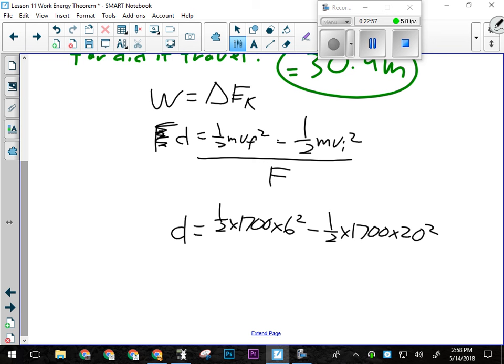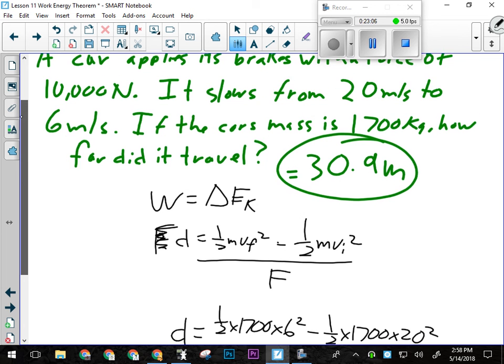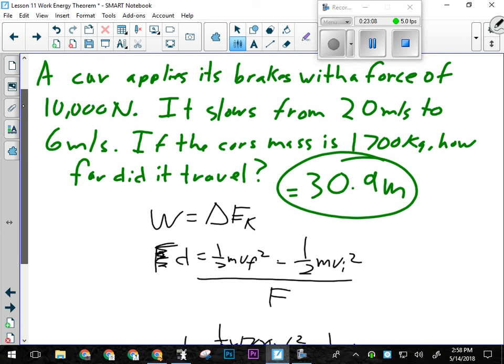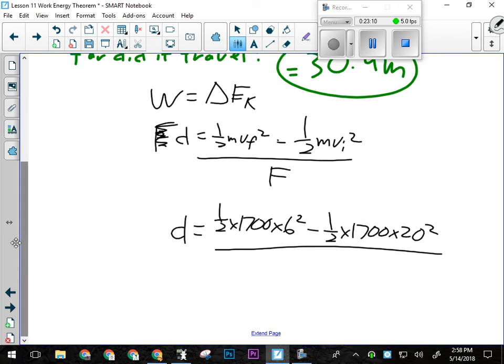negative. The car is losing energy here, right? Its final energy is less than its initial. And then we're going to divide that by the force. Now, technically, because the force is opposing, it should also be negative, but it doesn't really matter if you don't remember that or not. Okay, so 10,000 newtons.